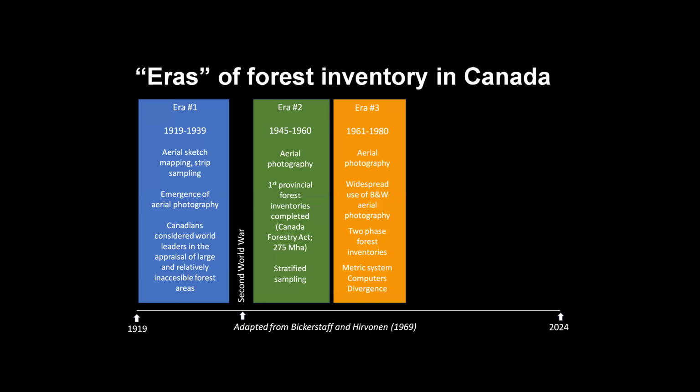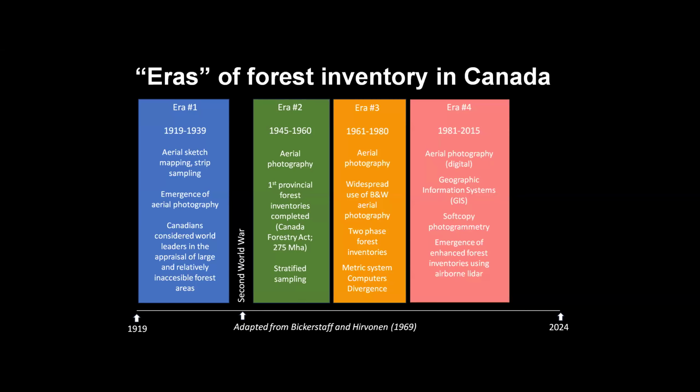In this third era, we see widespread use of black and white aerial photography. Color photos are still reserved for special projects. And of course, the metric system and computers figure prominently near the end of this era. We also see at this time an increasing divergence among jurisdictions in terms of how they're implementing their inventories.